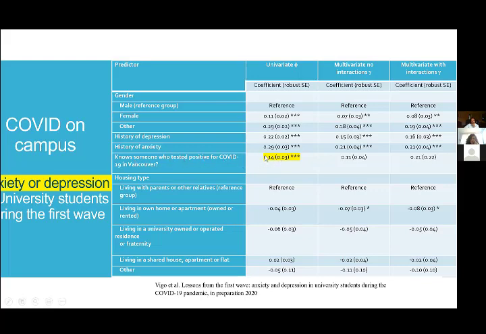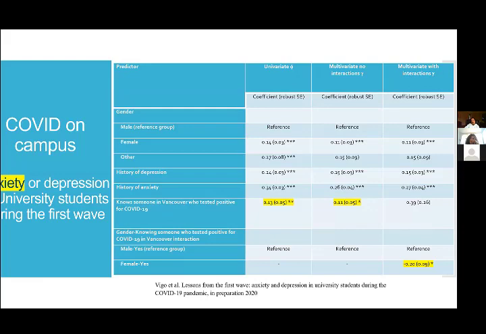And it involves a 14 percentage point increase in the probability of having anxiety or depression. These are percentage points. If we think of the percentage increase, it's actually larger, because the baseline for any symptoms of anxiety and depression is about 75%, if I remember correctly. And so this is actually like an 18% increase in the probability of anxiety or depression if you know someone who tested positive.